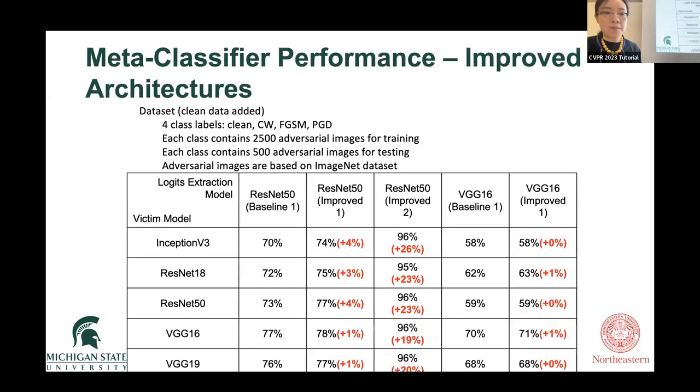To conduct the experiments, we now add another label in our data sets for the clean data. Then we try different victim models, and for the logic extraction model, we are using the ResNet 50 and also with improvement. We can see that by using ResNet 50 as the logic extraction model, and also using the improved architecture 2, we can achieve the highest performance in dealing with the case when there could be clean data in our data set.